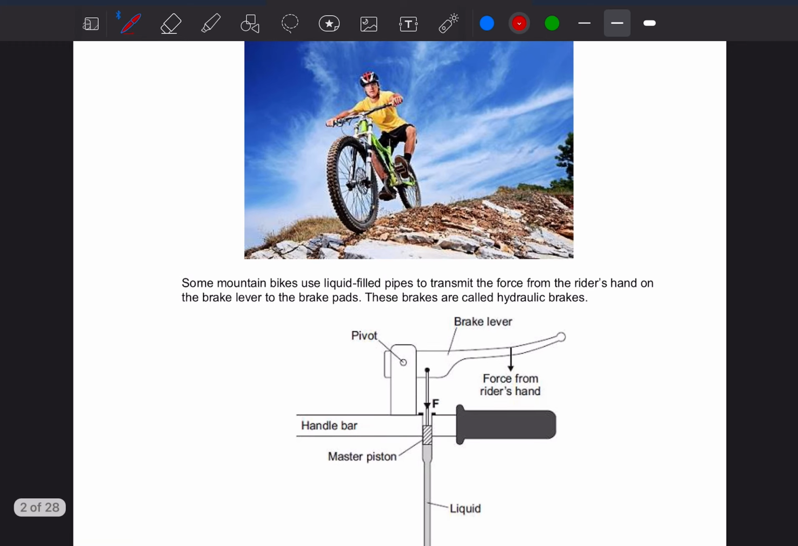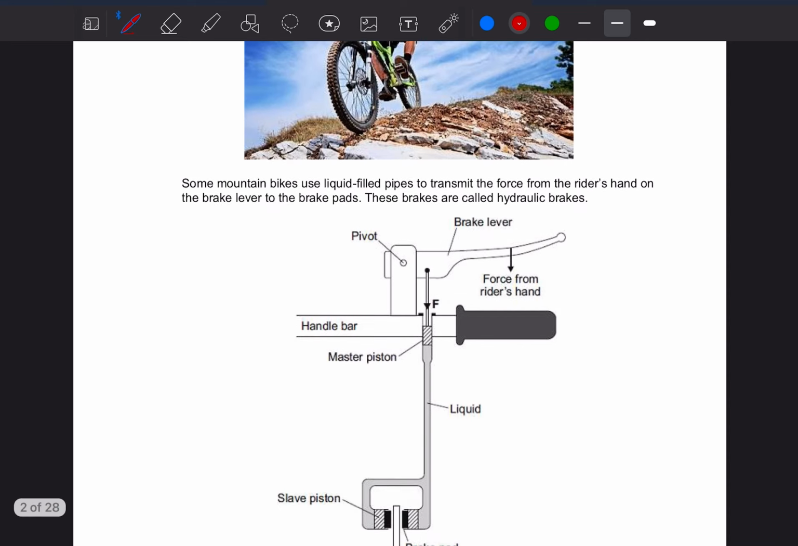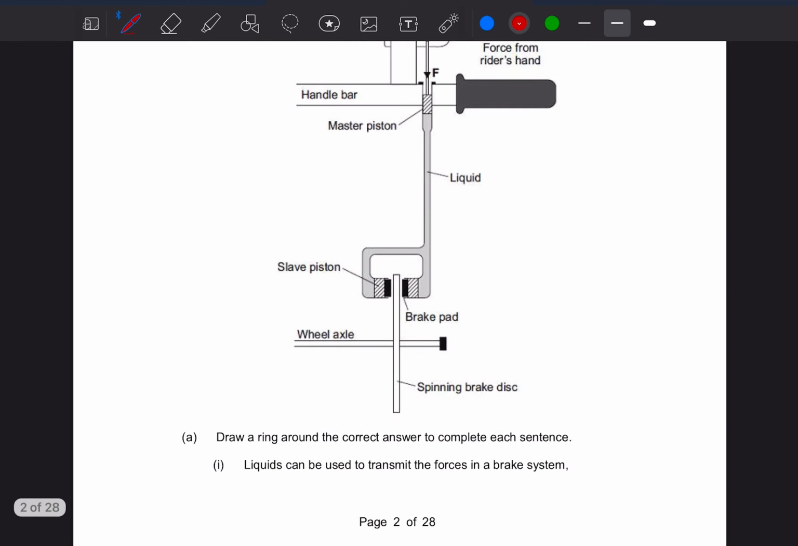and also about hydraulics. So some mountain bikes use liquid filled pipes to transmit the force from the rider's hands on the brake lever to the brake pads. These brakes are called hydraulic brakes. Draw a ring around the correct answer to complete each sentence.